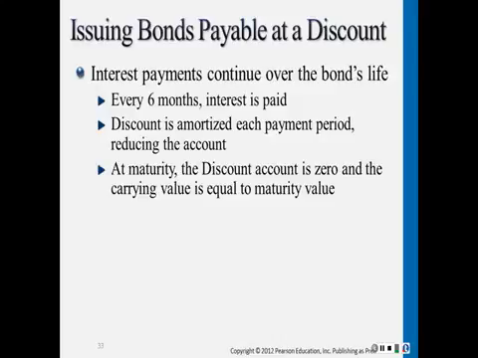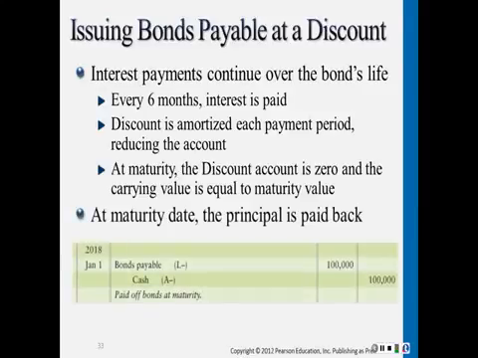Discount on bonds payable has a debit balance. Therefore, we credit the discount on bonds payable account to amortize or to reduce its balance. 10 amortization entries will decrease the discount to 0 with rounding. Then the carrying amount of the bonds payable will be $100,000 at maturity.